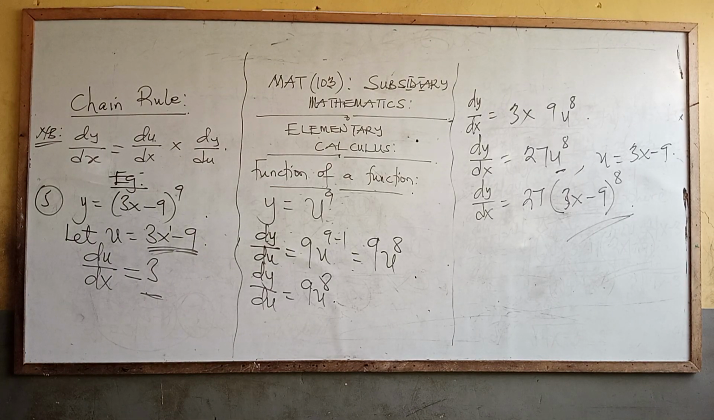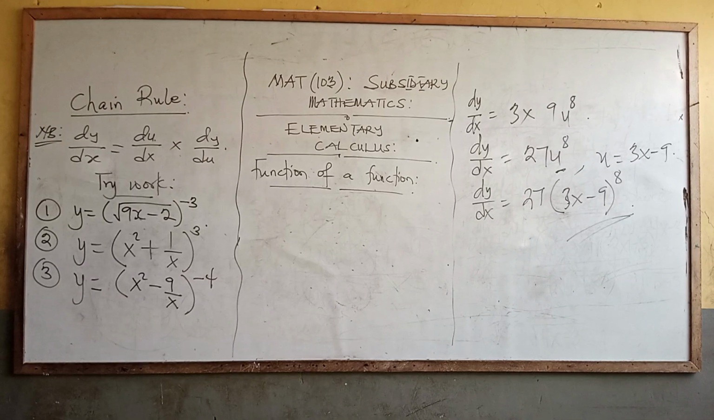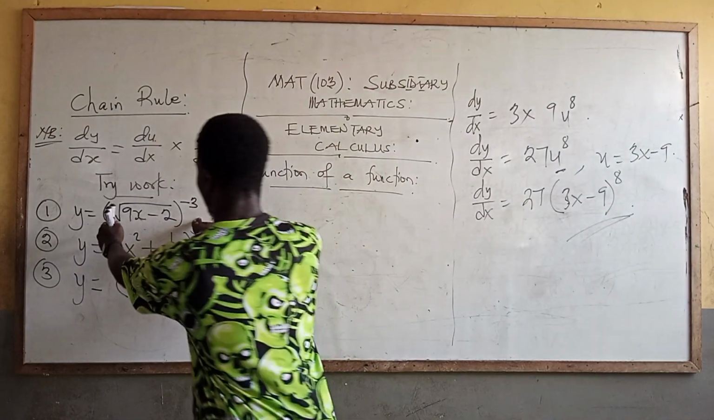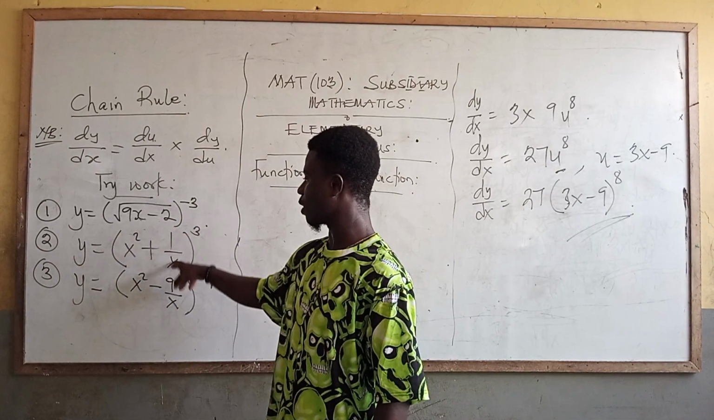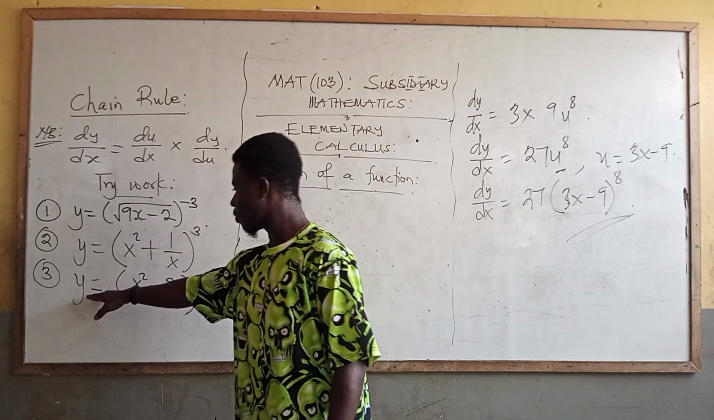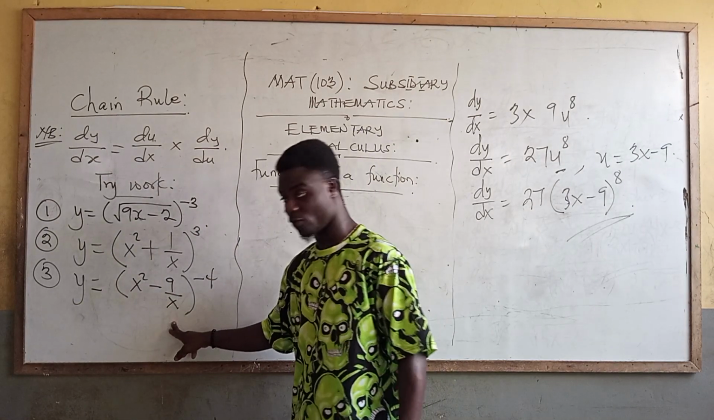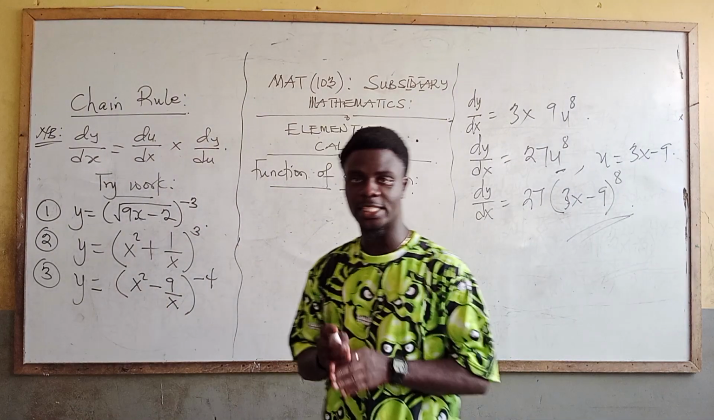So let me give you examples to go and try it yourself. Alright, so that's a try work. We have y equals what? Square root of 9x minus 2, all exponent negative 3; y equals x squared plus 1 by x, all exponent 3; y equals x squared minus 9 by x, all exponent negative 4.